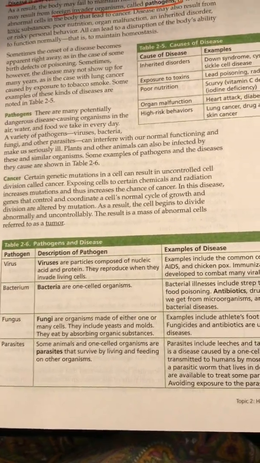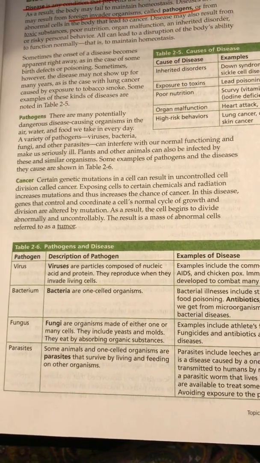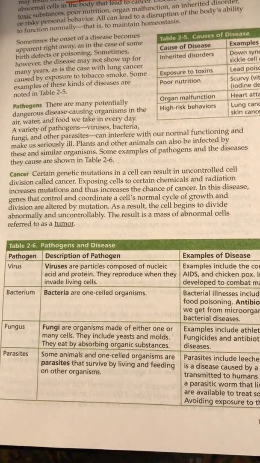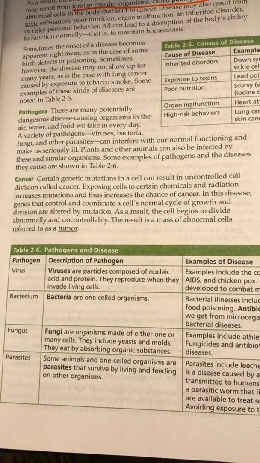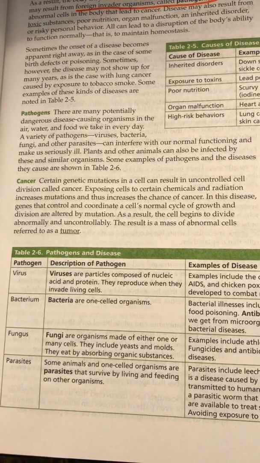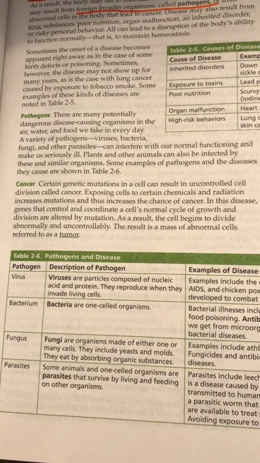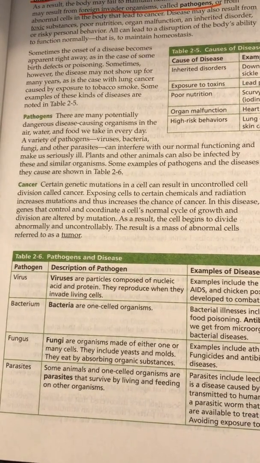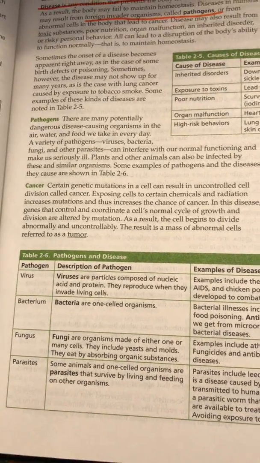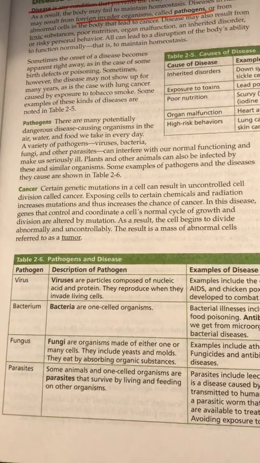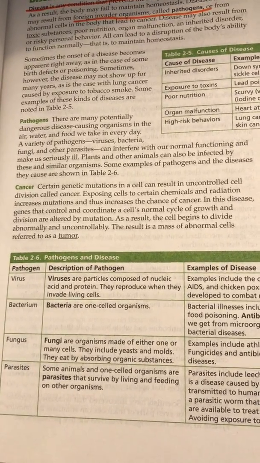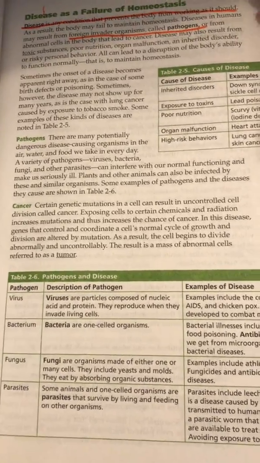Cancer. Certain genetic mutations in a cell can result in uncontrolled cell division called cancer. Exposing cells to certain chemicals and radiation increases mutations, thus increasing the chance of cancer. In this disease, genes that control and coordinate a cell's normal cycle of growth and division are altered by mutation. As a result, the cell begins to divide abnormally and uncontrollably. The result is a mass of abnormal cells referred to as a tumor.